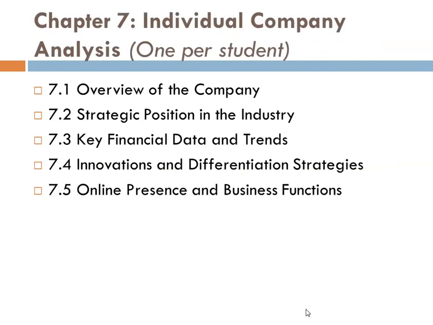So this chapter number 7, you have to write on your own. So this is individual company analysis. So you are going to select a particular company like Mapro or Reliance Jio, or suppose Infosys in IT sector, and so on. And you have to write down this chapter 7 on your own. So this is an individual assignment. So overview of the company. Here you can write down brief history, founding year of the company, founders, headquarters.